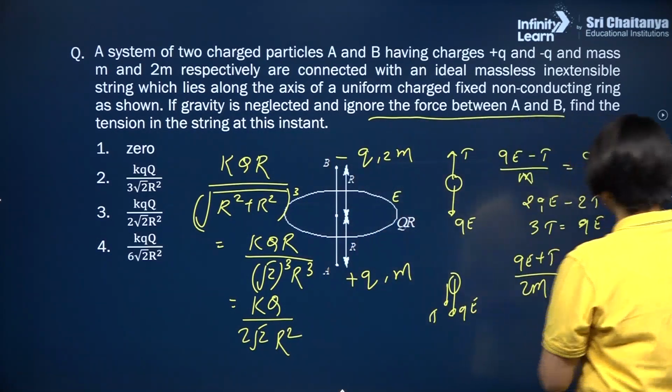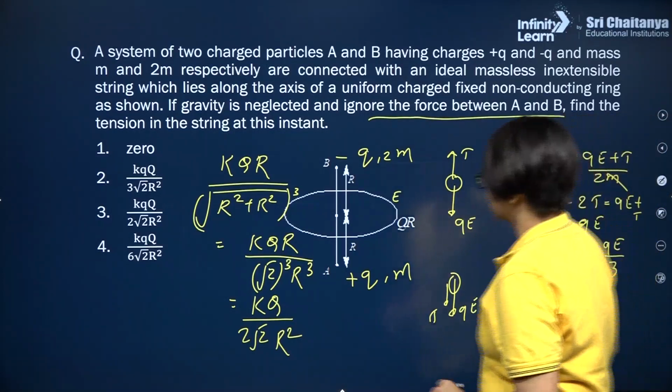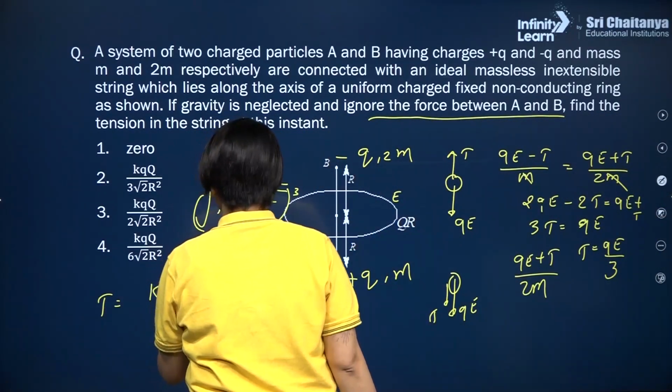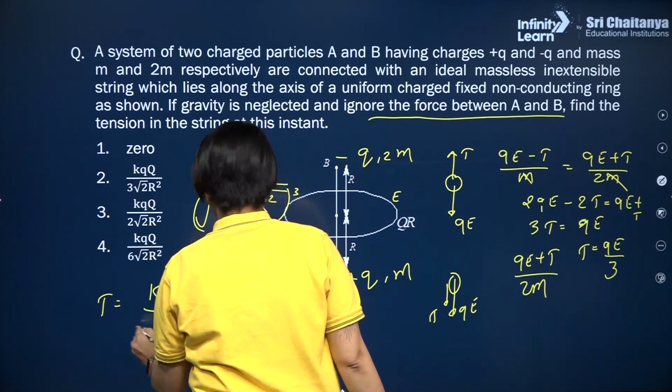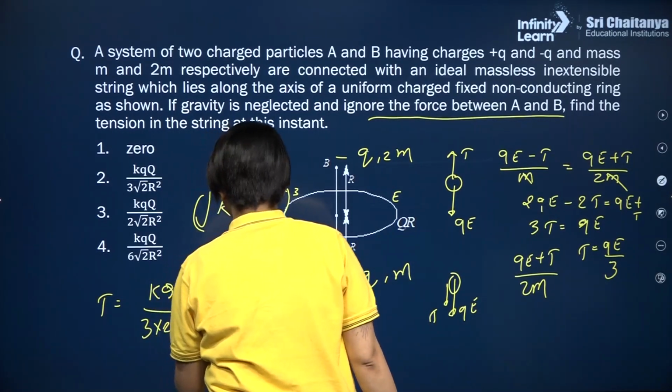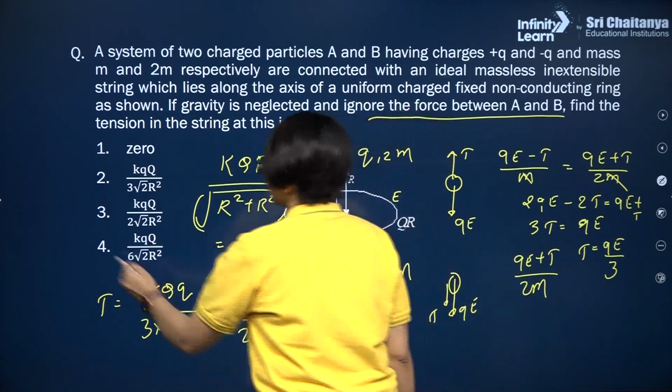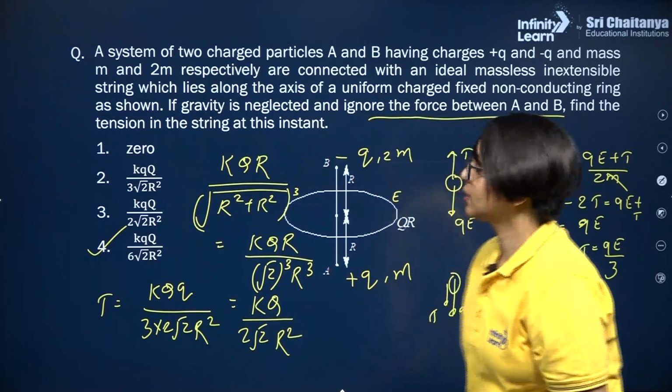So, if you put the value of electric field in this tension expression, tension will be KQQ divided by 3 into 2 root 2 r square. So, this is KQQ divided by 6 root 2 r square, which is option 4.